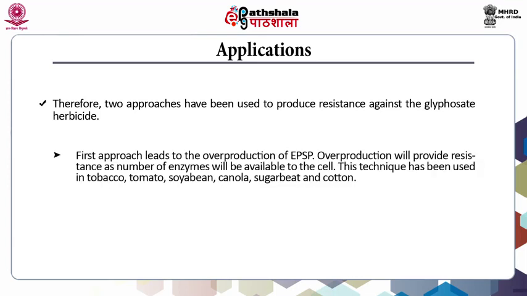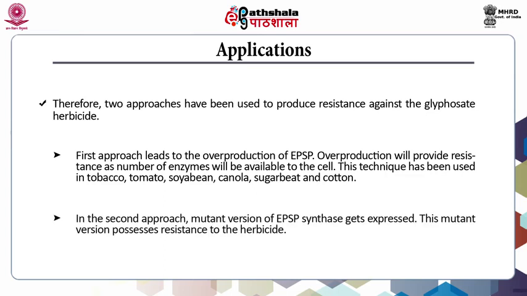The first approach leads to the overproduction of EPSP synthase. Overproduction will provide resistance as a large number of enzymes will be available to the cell. This technique has been used in tobacco, tomato, soybean, canola, sugar beet and cotton. In the second approach, a mutant version of the EPSP synthase gene gets expressed. This mutant version possesses resistance to the herbicide.